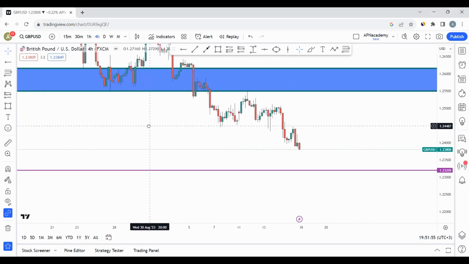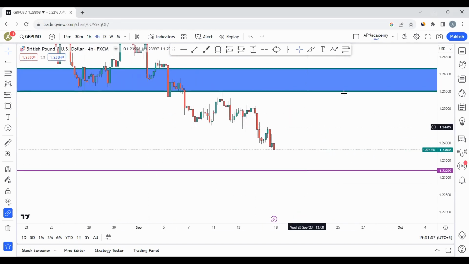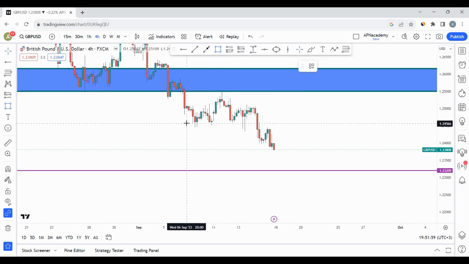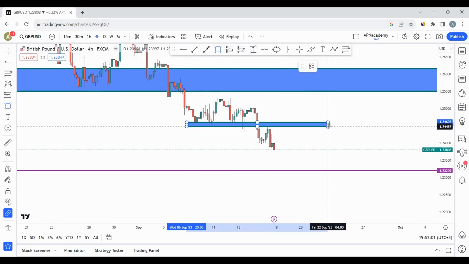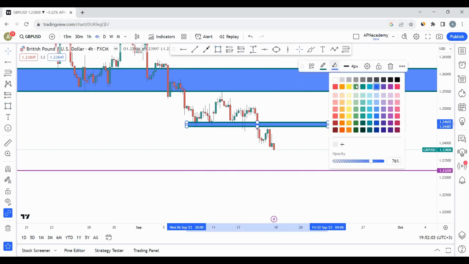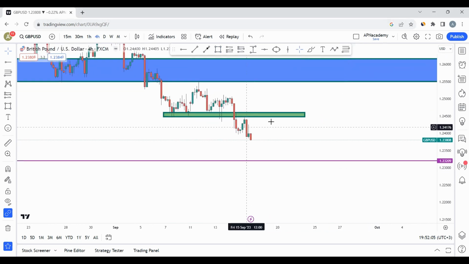We expected the market to break this point here. Those who recall that breakdown, I'll just change the color here to green. We did expect the market to come and break down here and then give us a retest of this area here, which it did. I've just not marked this properly. It did retest this area here.